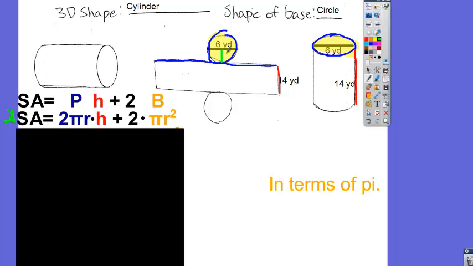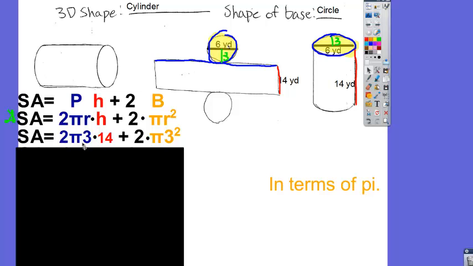So we know that the radius is half the diameter, so you should be able to quickly figure out that that is 3. So my radius that I need to plug in is going to be 3. My height is what we colored red. That's the 14 yards. That's the distance in between the two bases, plus 2 pi r squared. So again, we're going to leave pi. 2 is already a number. For r, we will plug in 3 into the second power squared.